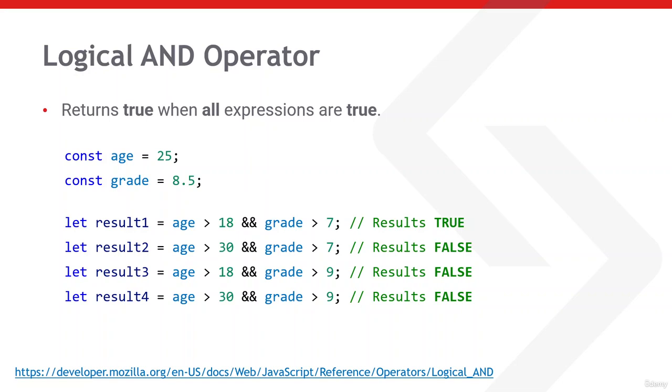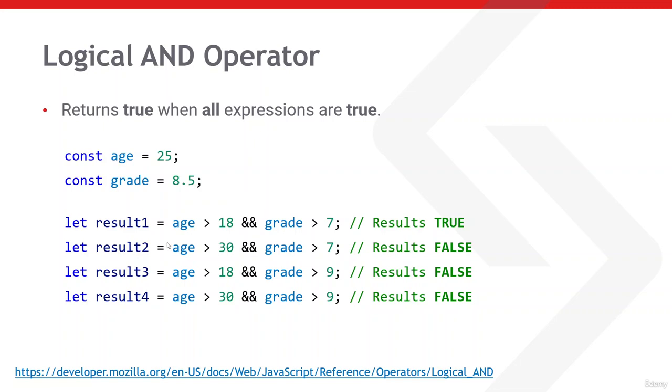And as you know, for the logical AND operator, whenever I want to combine more than one expression, if I use the AND operator, I'm going to get back true if all expressions are true. So considering here age 25 and grade 8.5, if I want to check age greater than 18 and grade greater than 7, I'm going to get the result true because both of them are true.